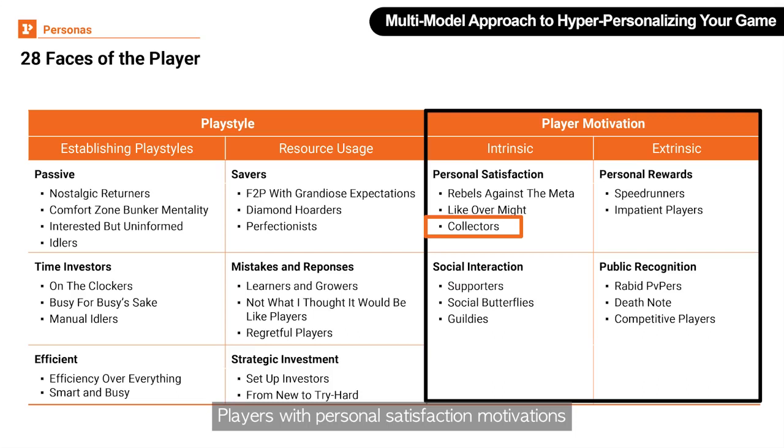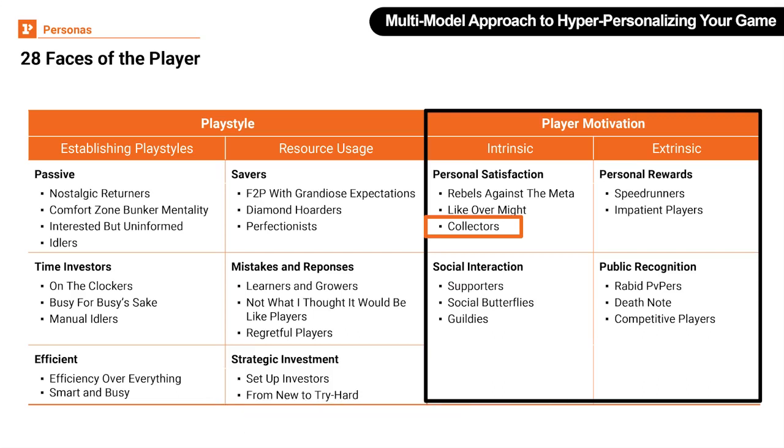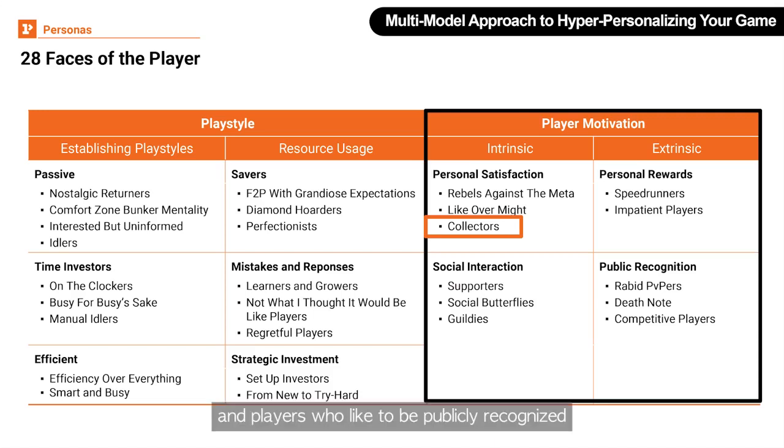Players with personal satisfaction motivations can be collectors. Players who prefer personal rewards can be speedrunners or impatient players. Players with social interaction motivations can be supporters or guildies. And players who like to be publicly recognized can be competitive players.